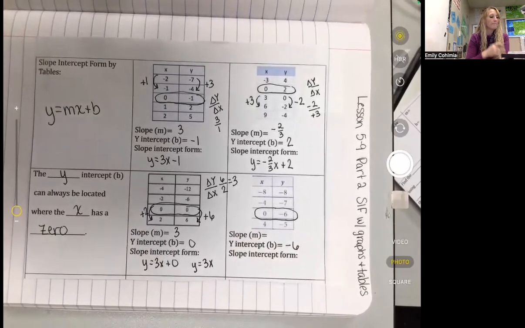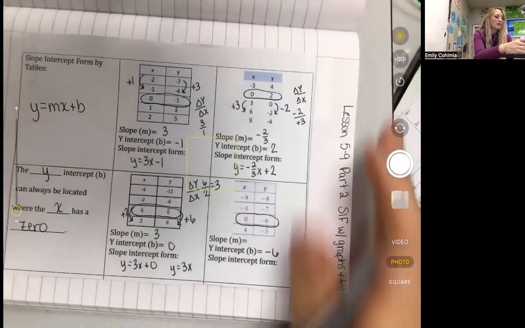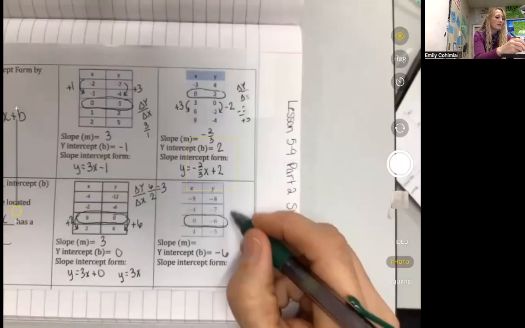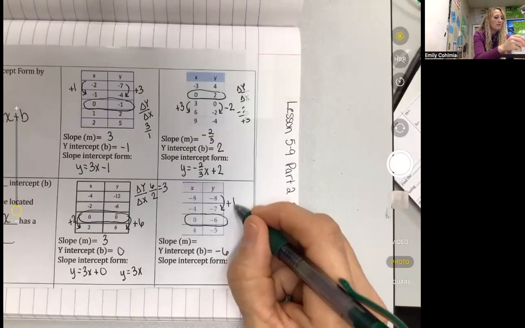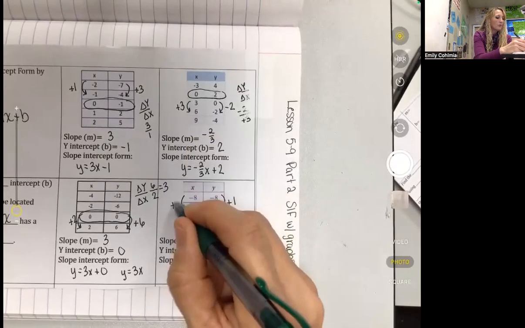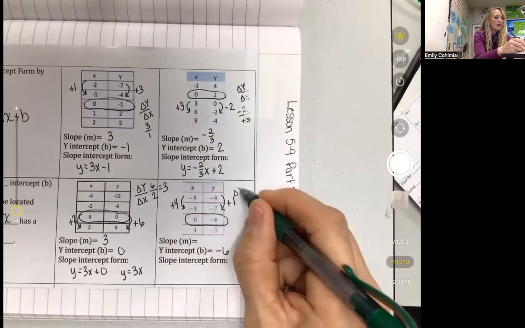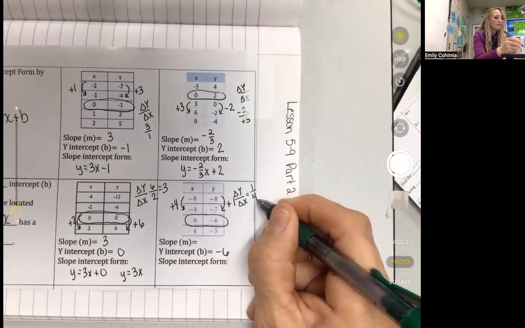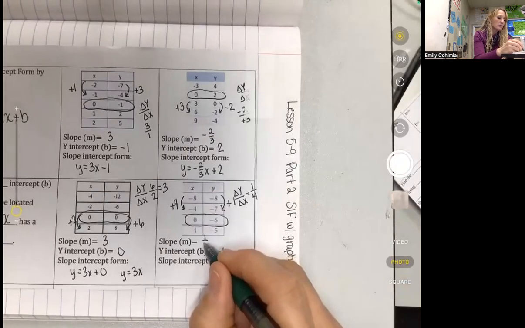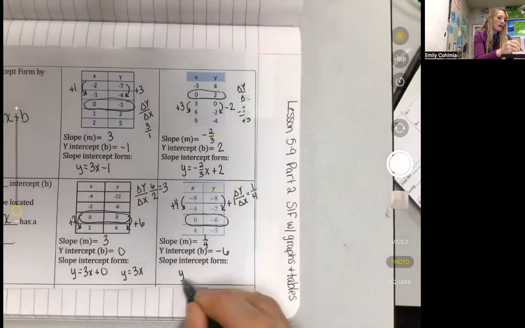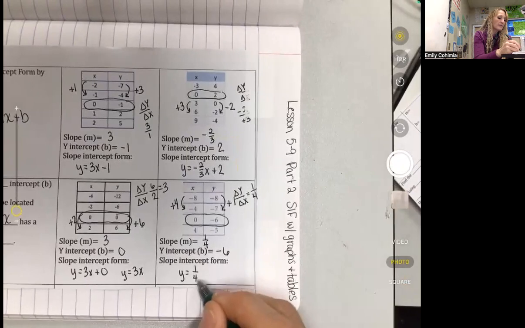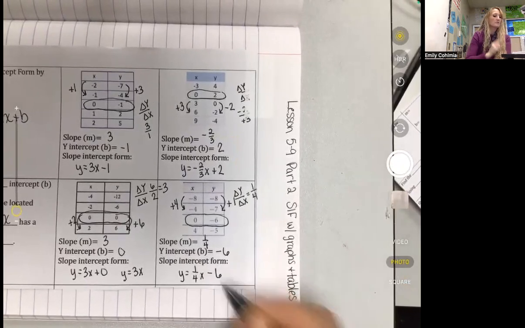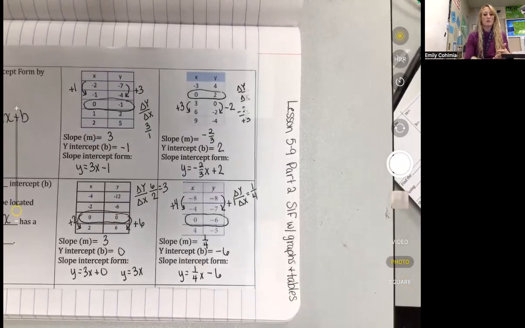You can do it either way. And let's see, our last one looks like we're going up 1 and up 4. The delta y over delta x is 1 over 4. Our slope is 1/4. So that would be y equals 1/4 x minus 6. So that's all for the table.